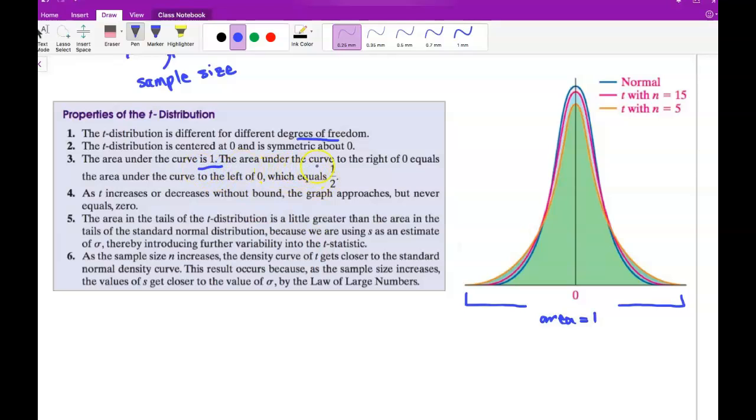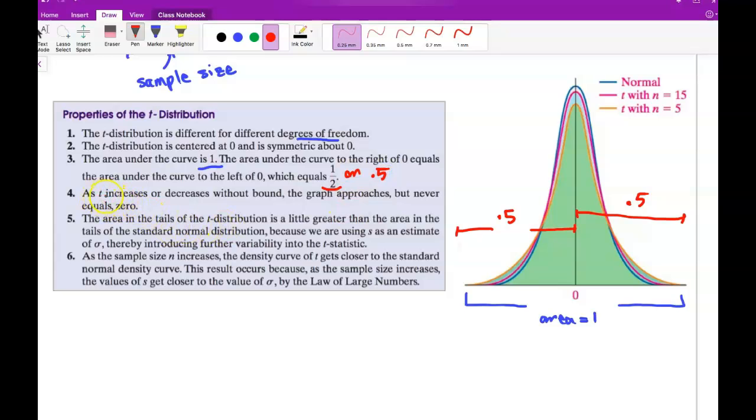And what that means, the area under the curve to the right of 0 equals the area to the left. So the area from this part to this part, the area to the left, is 0.5. So this is 100%, this is 50%. And what we have on the right is exactly the same thing, 0.5 or 50%. So this is equal to 1 divided by 2, or 0.5.